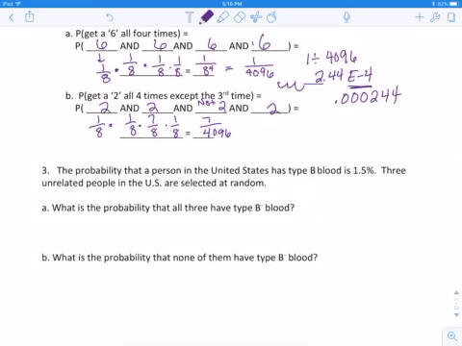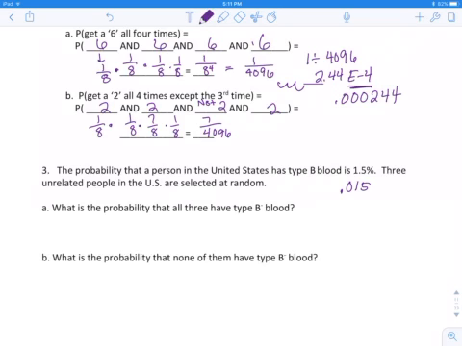Question 3 here says the probability that a person in the United States has type B blood is 1.5%. As a decimal, this would be 0.015. 3 unrelated people in the U.S. are selected at random. Since there are so many people, we're going to assume that this is an independent event. Part A says, what is the probability that all 3 have type B blood?